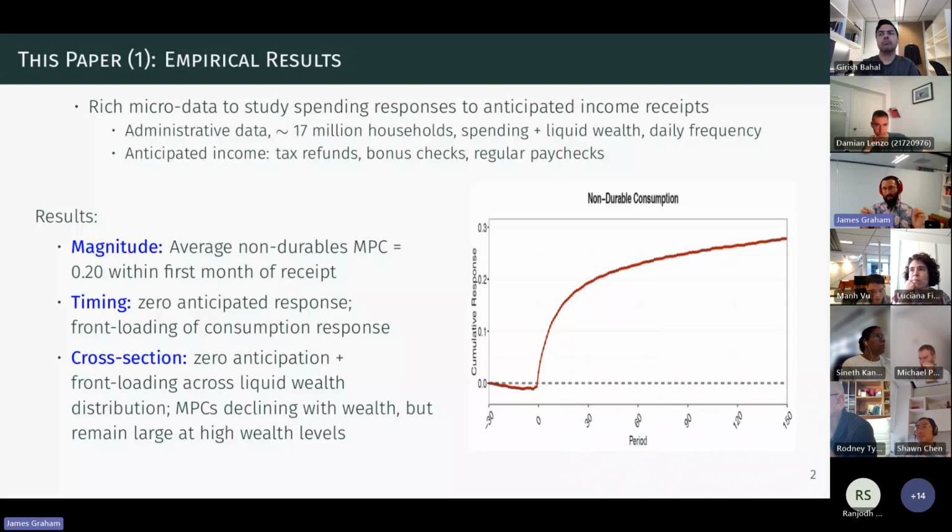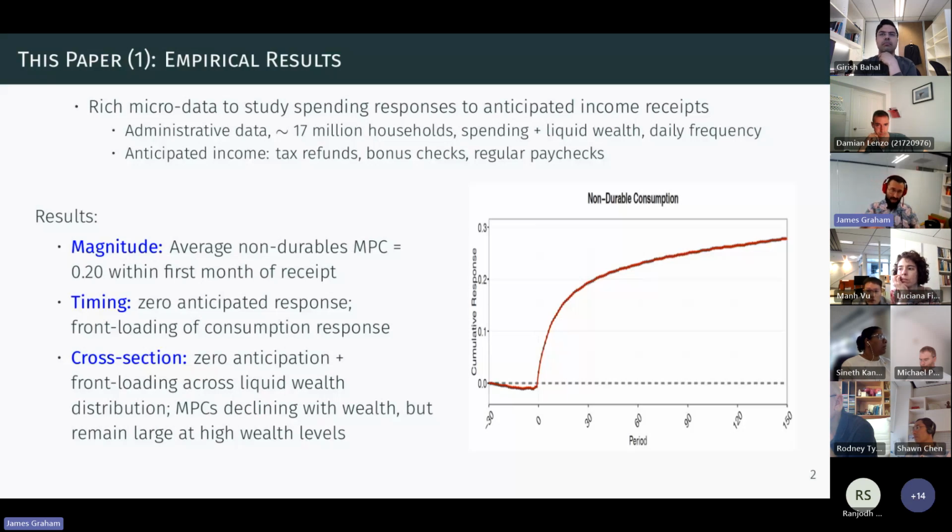For these households, we're going to see daily frequency transactions, so things like their spending and their income inflows, but we're also going to see snapshots of their liquid wealth. And so we're going to be able to tell, are these households likely to be near a constraint, or are they in fact quite far away from a liquidity constraint? And then we're going to focus on one particular type of income inflow, which we're going to call anticipated income. These are income shocks where households almost certainly know the income is coming to them at some point in the future. They typically know the size of this income inflow. And then we're going to see whether they respond to it or not.